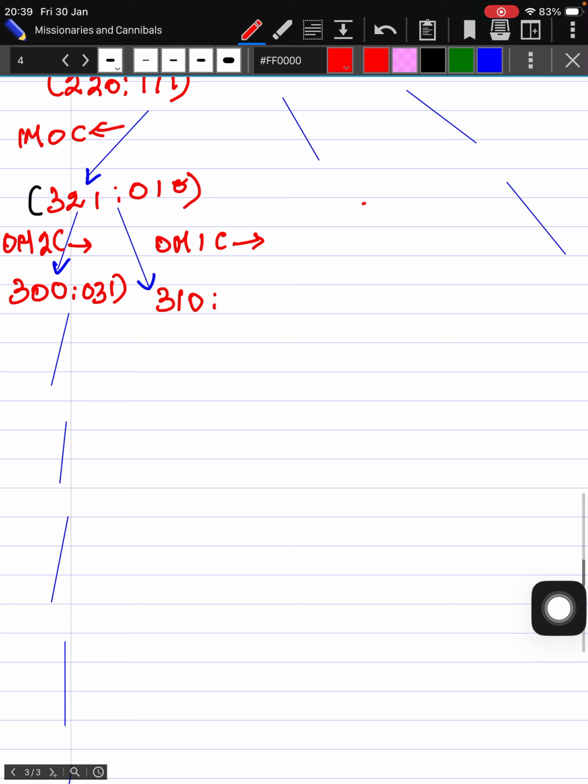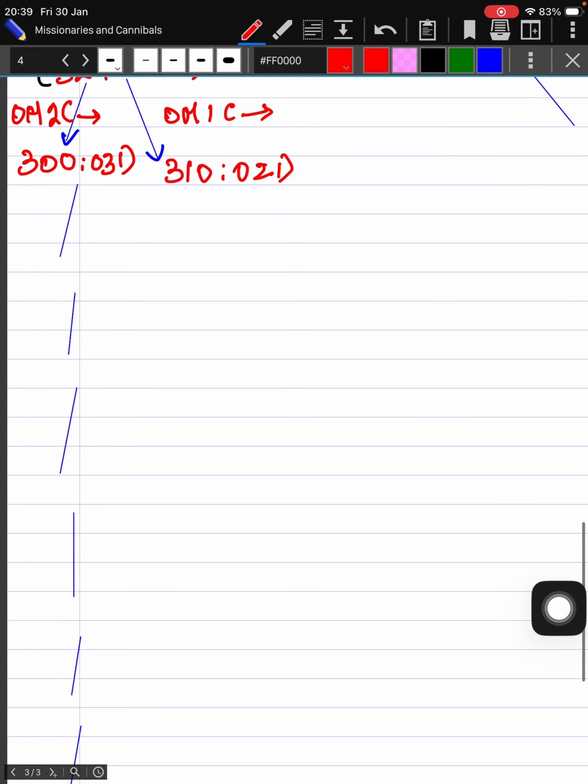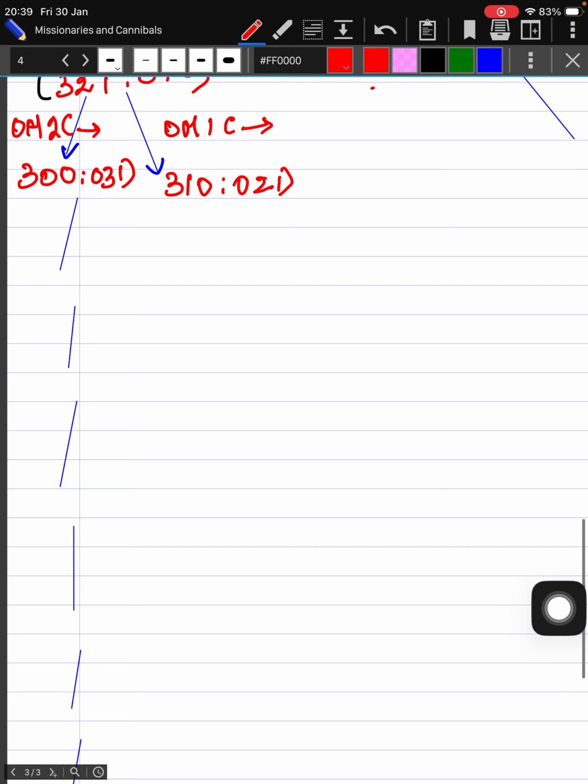0, 1, 0, colon. What will you have on the right side? The number of missionaries has not increased, so it will be 0. The number of cannibals has increased by 1, so 1 will become 2. And the boat is also there. Is that clear? Okay, this is the next case.